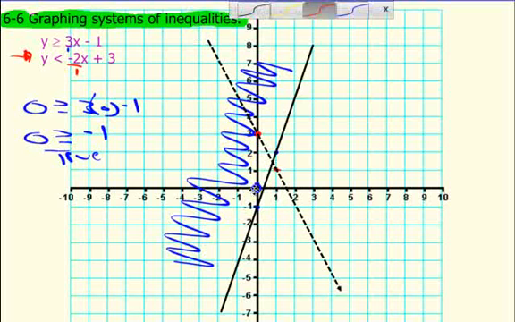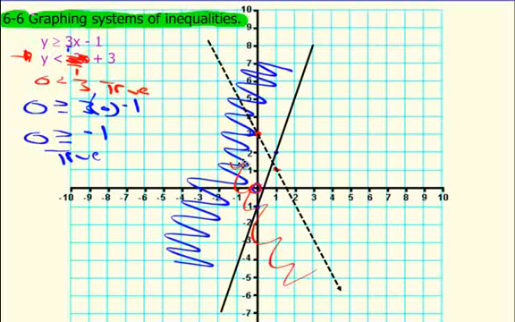So as I go through, again, I can test 0, 0. So 0 is less than 0 times -2, which is 0, so that's gone. So 0 is less than 3. Well, that's true as well. So that means I'm shaded on the side of the origin because that's where 0, 0 is.